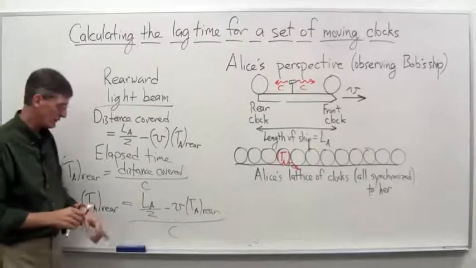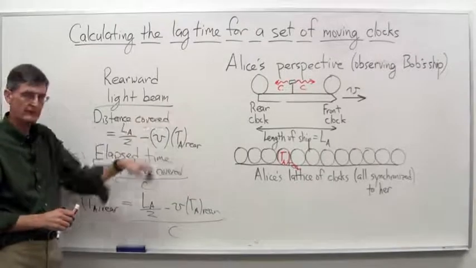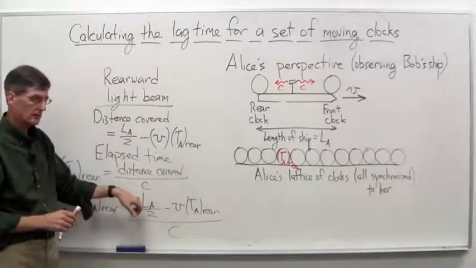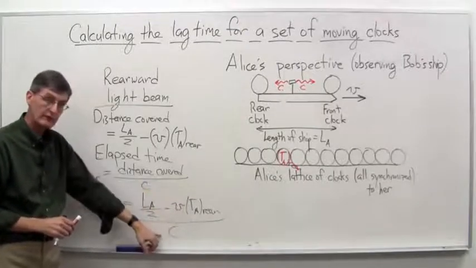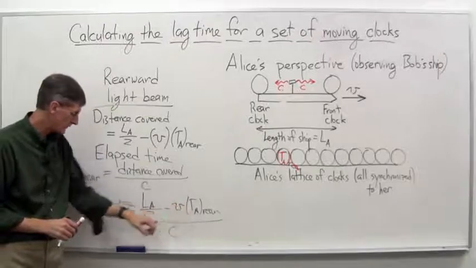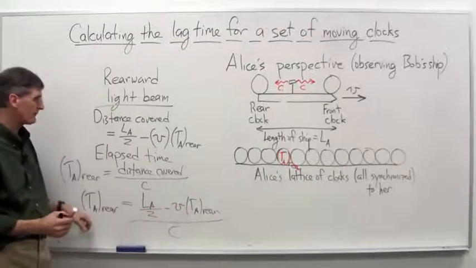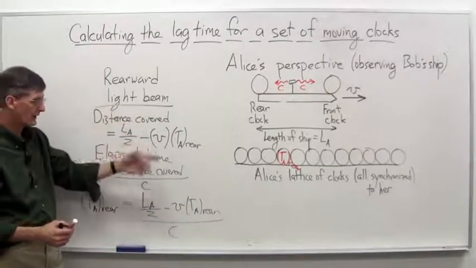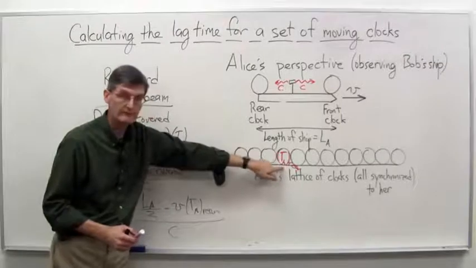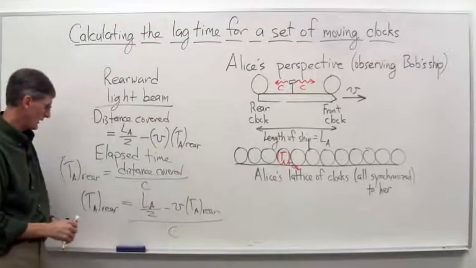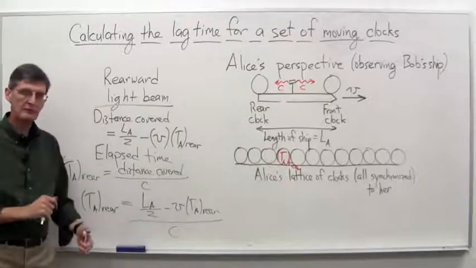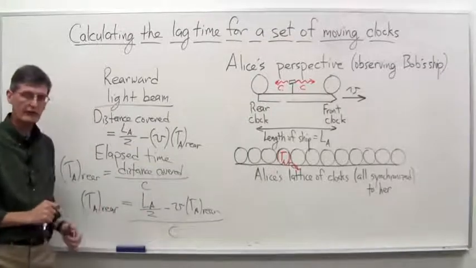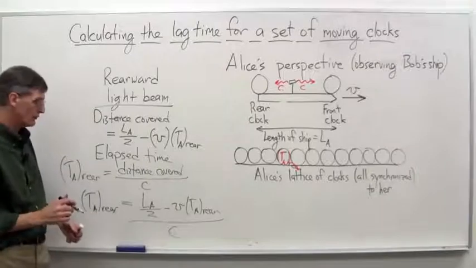Now let's look at what we have. We have LA. Alice can get that value by measuring Bob's ship from her perspective. Velocity we know. We've got the speed of light. TA rear appears here, it appears here. That's really what we're after. I want to find what is the elapsed time on Alice's clock here. And it's fairly simple algebra, we won't do it out here. We'll leave that as a little practice exercise for you to do.